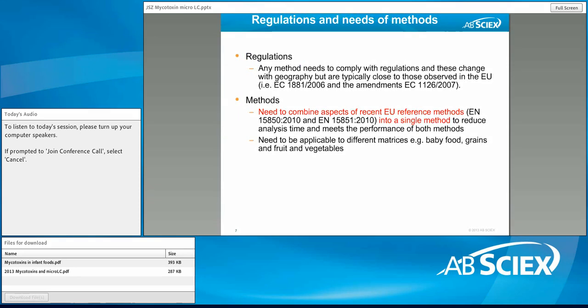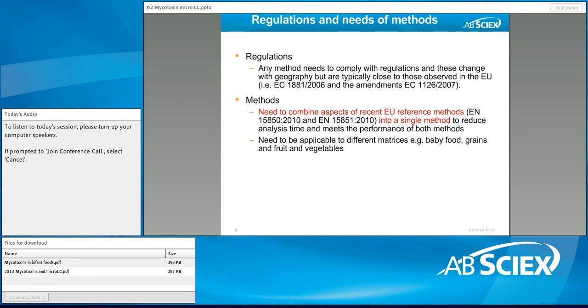Now, think about this regulation and move that to analytical methods. What is the need for analytical methods? Of course, first of all, any method needs to be compliant with regulation. Even though this may change geographically a little bit from country to country, these are typically very close to what we see in the EU, which I listed below, these two regulations.